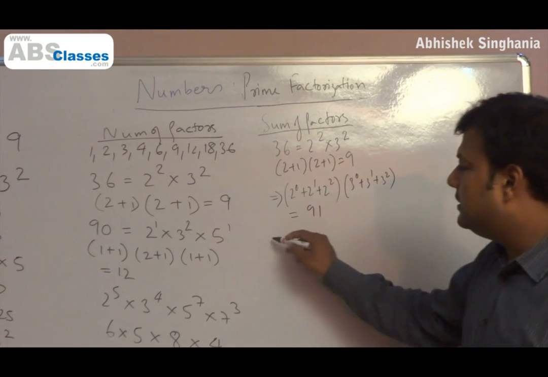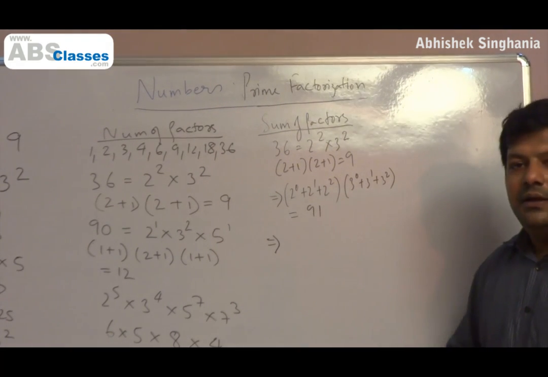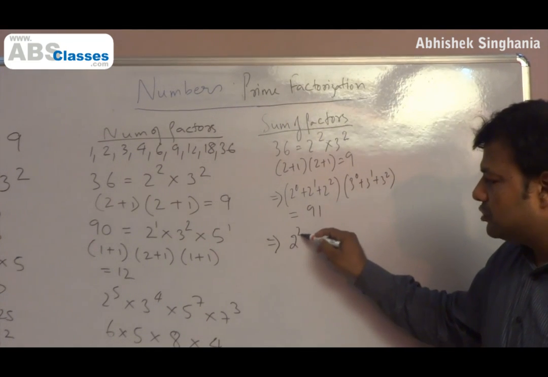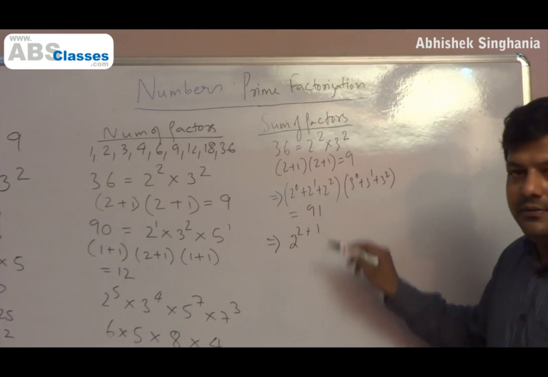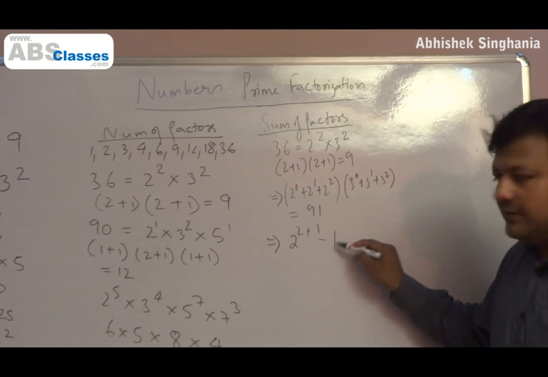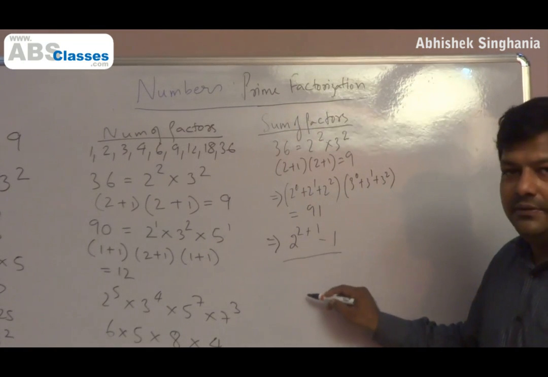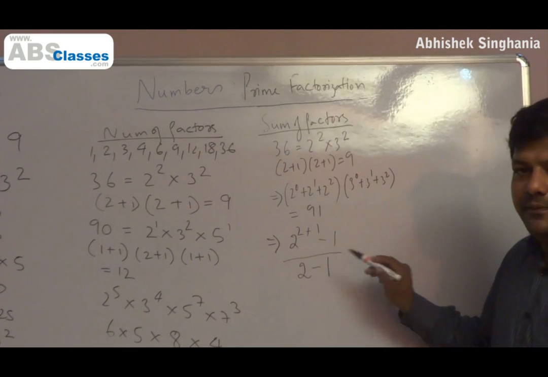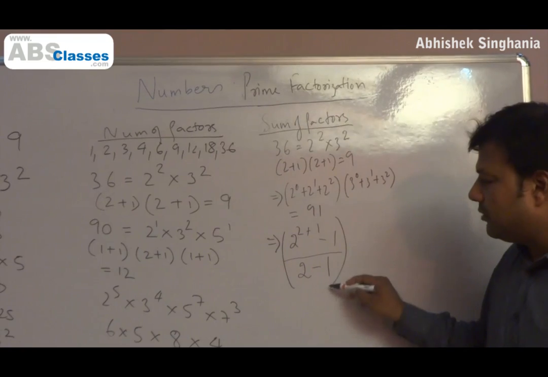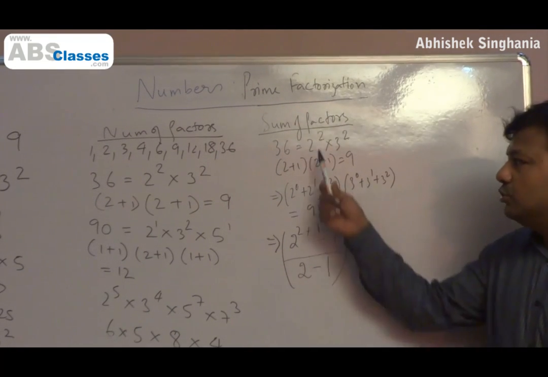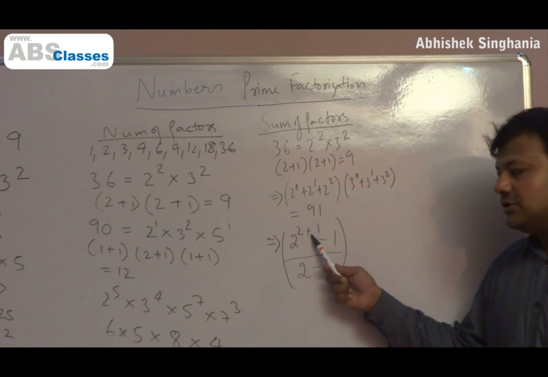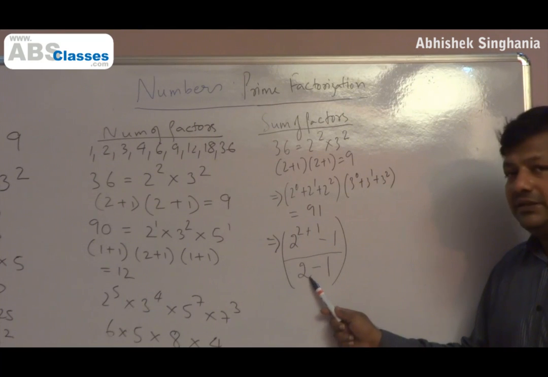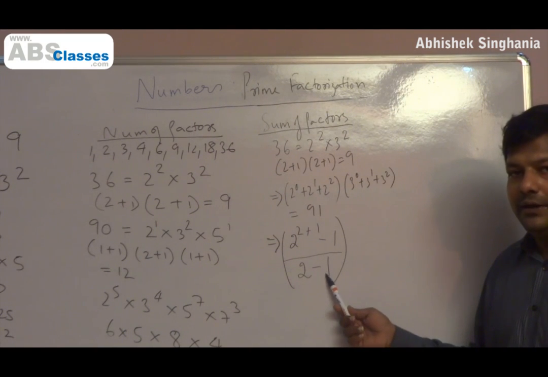Okay. Another method is, it goes like this. 2 square, so take 2 square plus 1 minus 1 by 2 minus 1. Alright, so this is kind of a formula. Let's understand what I have written here. 2 square, so 2 square plus 1, so 2 to the power 3 actually, minus 1, fixed for any number. Then this 2 is basically the prime number 2, 2 minus 1.